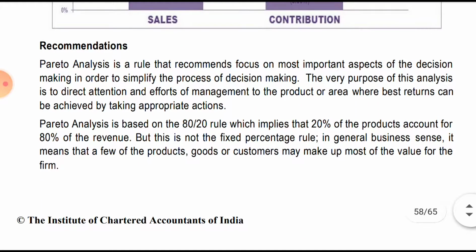Now, recommendation. Pareto analysis is a rule that recommends focusing on the most important aspects of decision making in order to simplify the process. So we do this Pareto analysis for decision making. The very purpose of the analysis is to direct the attention and efforts of management to the products or areas where the best return can be achieved by taking appropriate action. So this analysis is done so that management can focus on those products which give high sales or high contribution, and not on those giving very little sales.